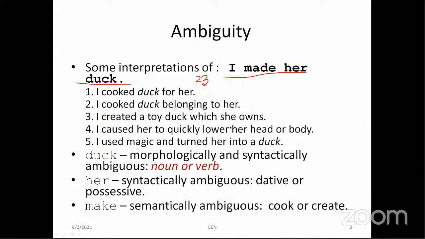I caused her to quickly lower her head or body. This is duck out. So for duck itself, the noun has multiple meanings, and this is a verb, duck out. I caused her to quickly lower her head, but I made her duck. I used magic and turned her into a duck. So you see, five meanings. It's like 23 meanings are there for this sentence. The reason is the multiple meanings of the words duck, her and make.